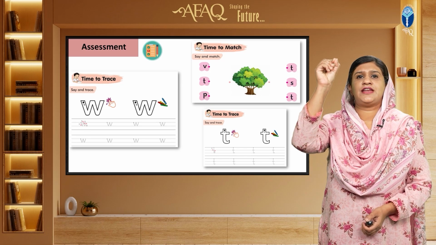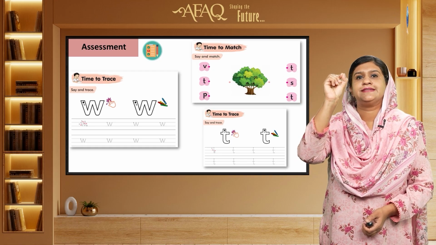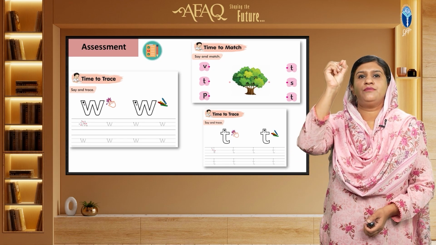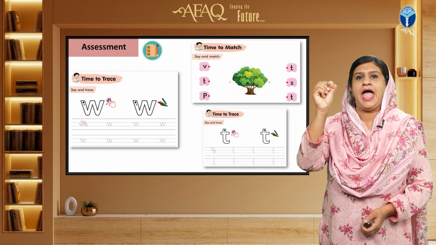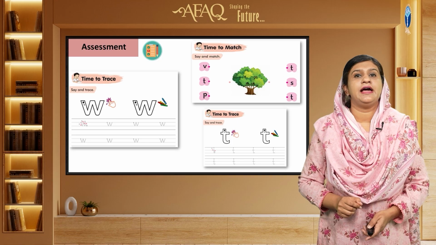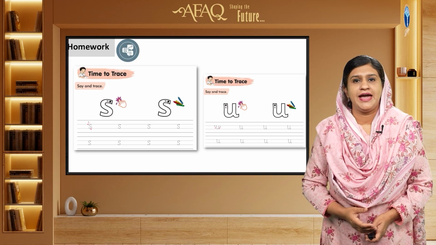It's just a standing line, a little loop at the end, and then there is a sleeping line. From the starting point, you will come down, make a loop, and then lift up the pencil and make a sleeping line.